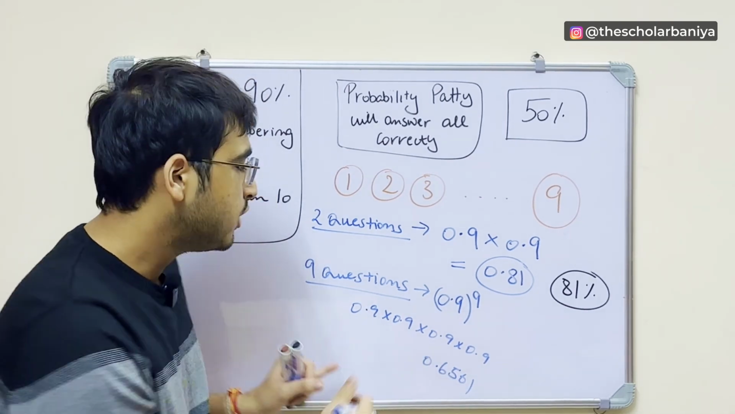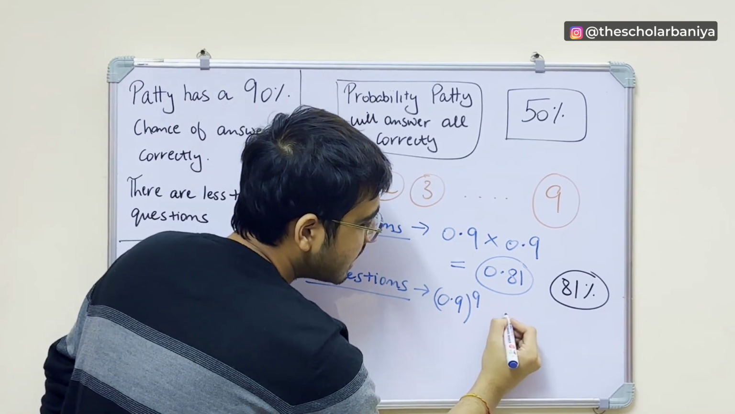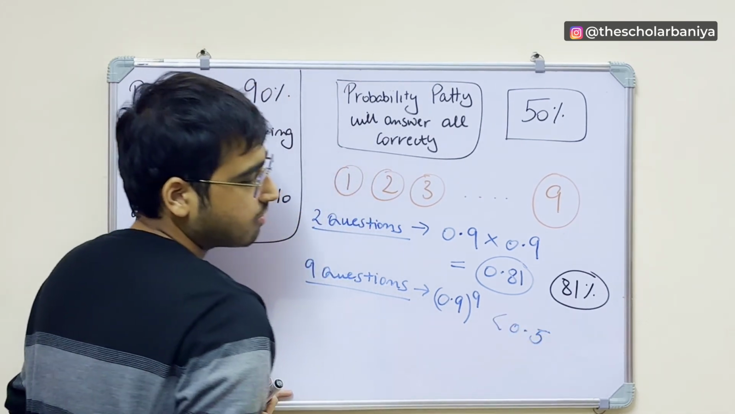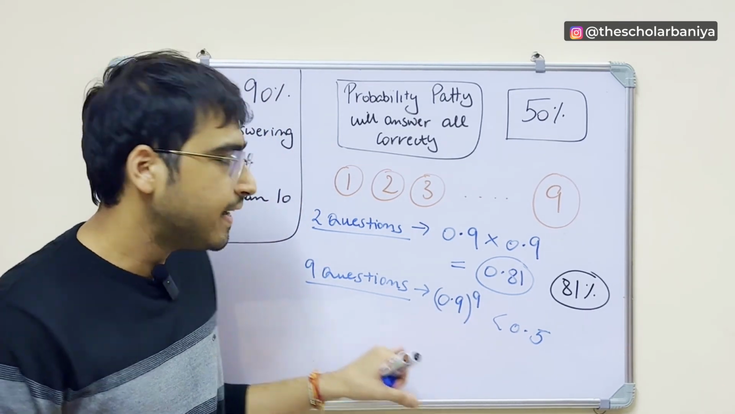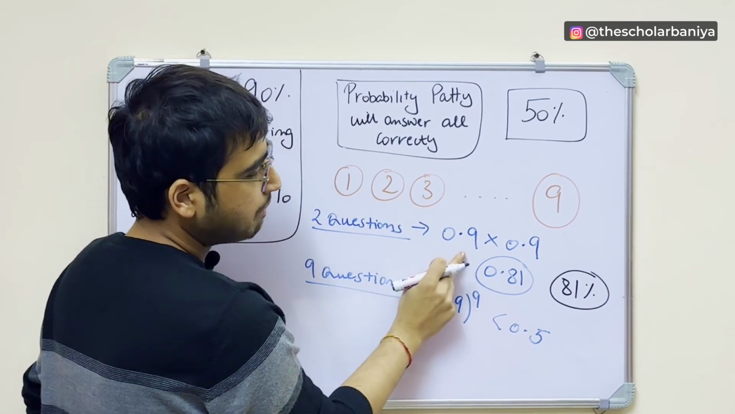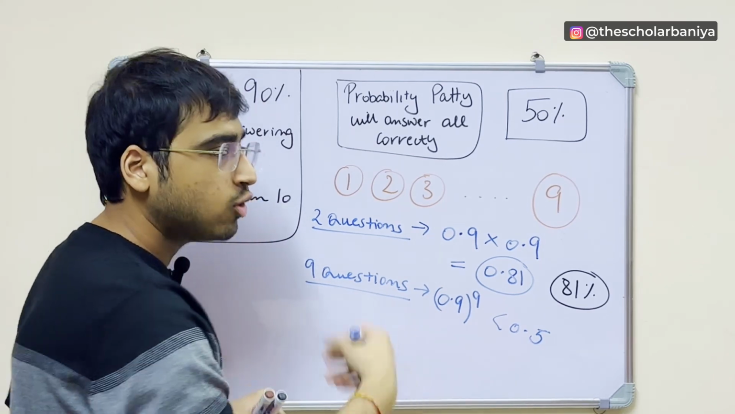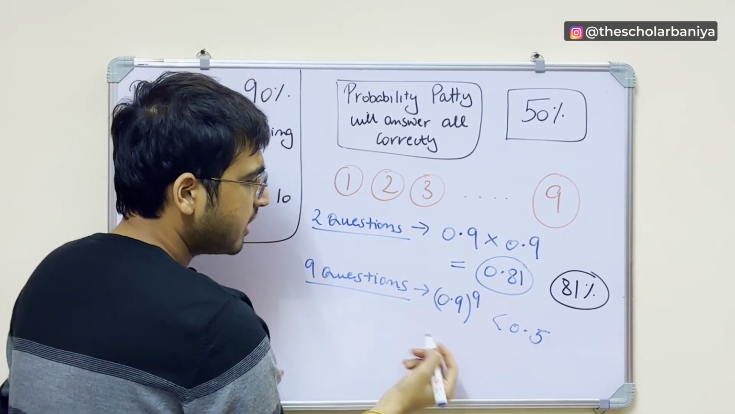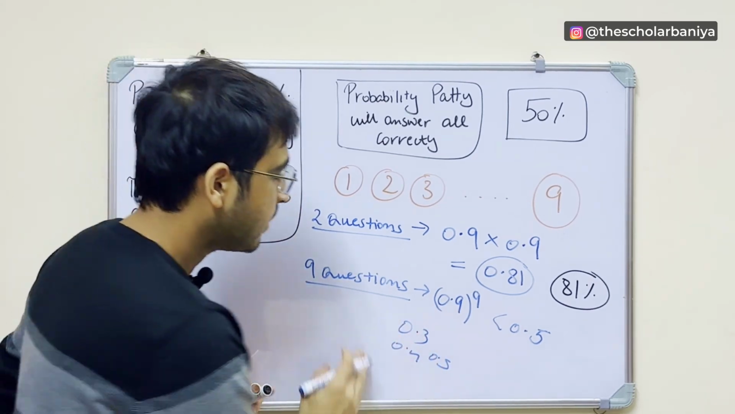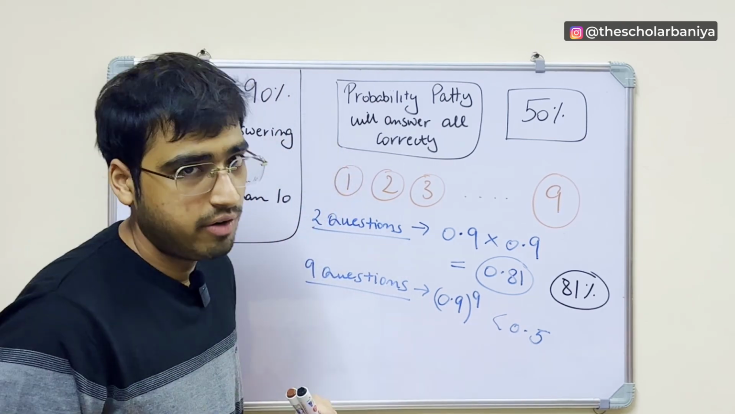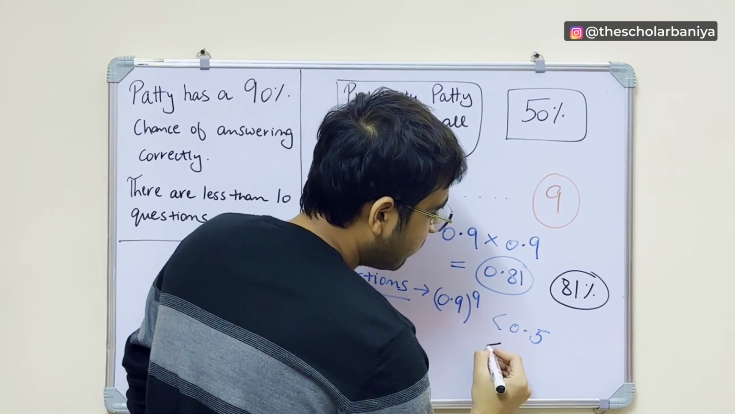Similarly, on the calculator, when you multiply this 9 times, you will get some figure which is less than 0.5. Basically, you might get 0.3, 0.35, 0.4, whatever. If you calculate this on the calculator, you will get some figure. For example, when we calculated 0.9 into 0.9, we got 0.81. Similarly, when you calculate 0.9 nine times, you will get some figure which can be 0.3, 0.4, 0.5. I don't know, we'll have to calculate on the calculator. But the point is, it will be less than 0.5, right? Which means it will be less than 50%.